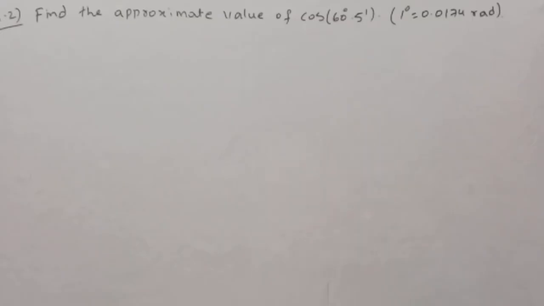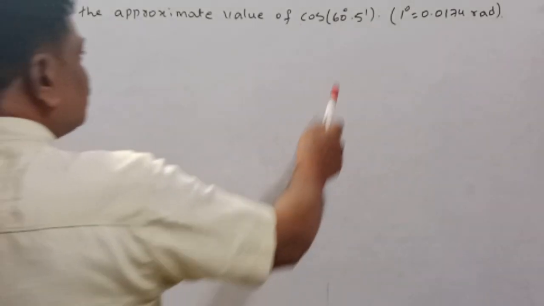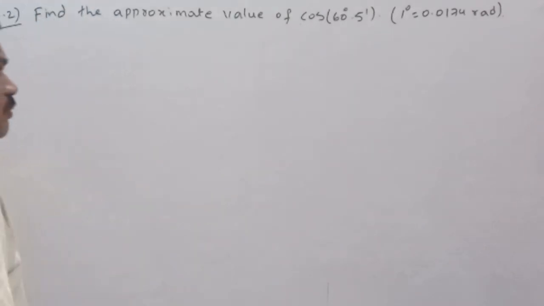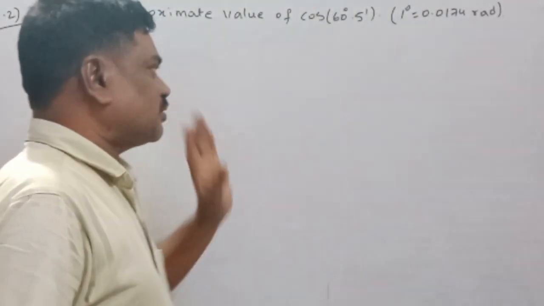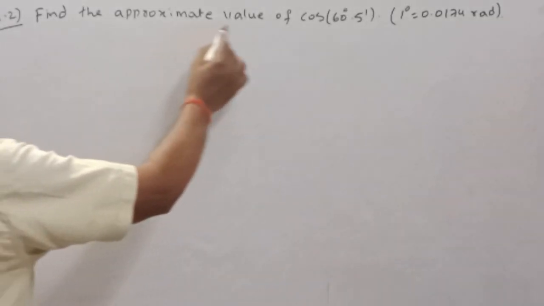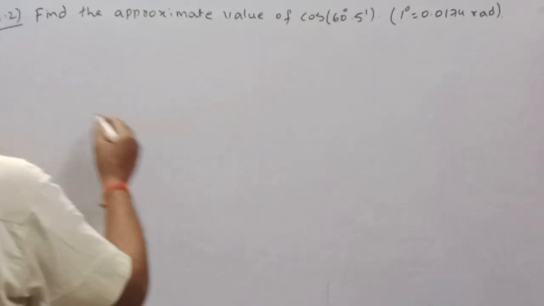Here we have the problem. Find the approximate value of cos 60 degrees 5 minutes. So 1 degree is equal to 0.0174 radians. Here we have to find the approximate value of cos 60 degrees 5 minutes.